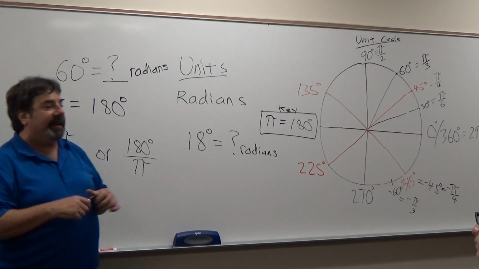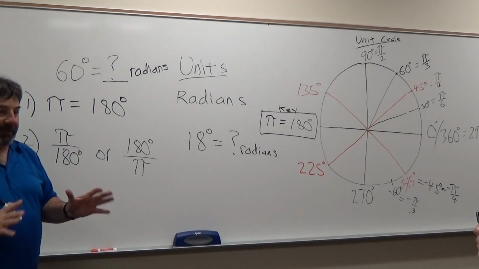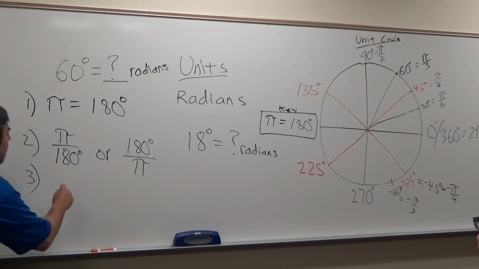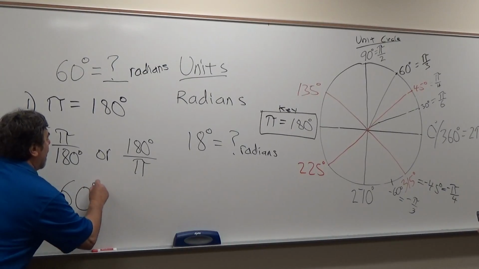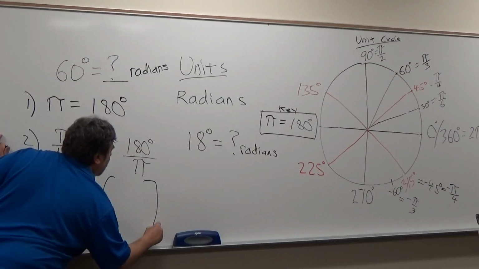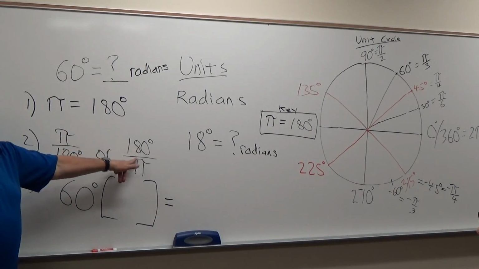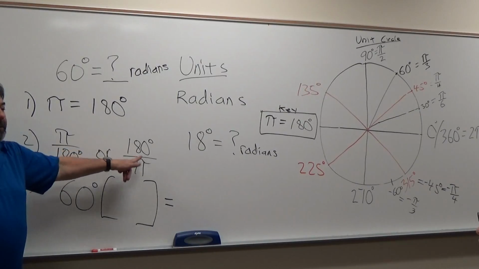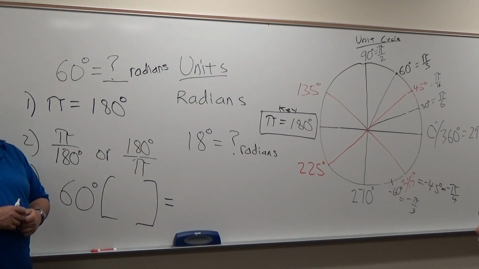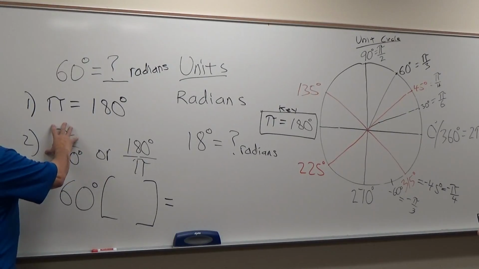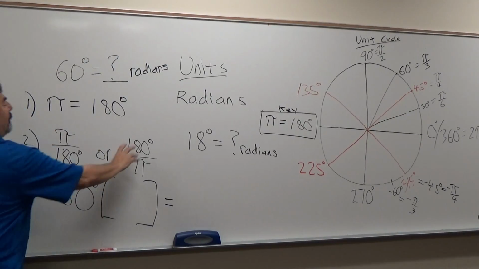What we do is we take what we're converting, which in this case is 60 degrees, and we're going to multiply it times one of the two fractions from step two. Okay, so now here's where we have to make a choice. Which fraction do we put in? Do we put the left one in or do we put the right one in?